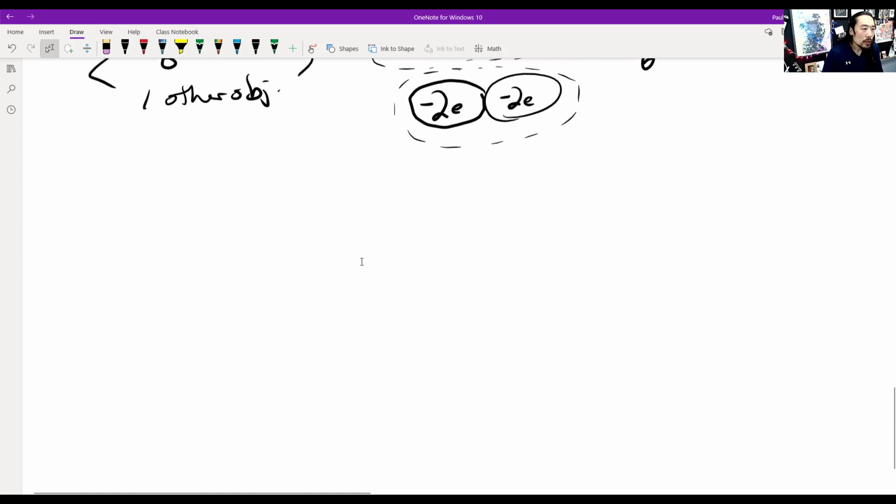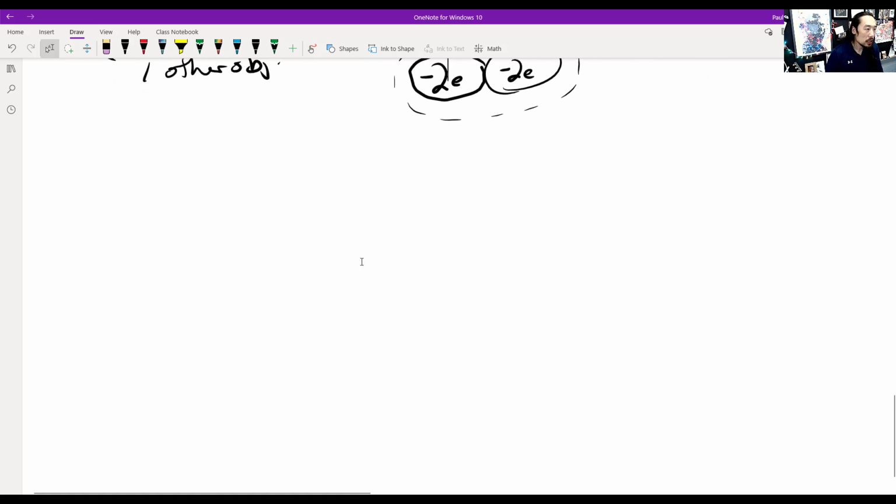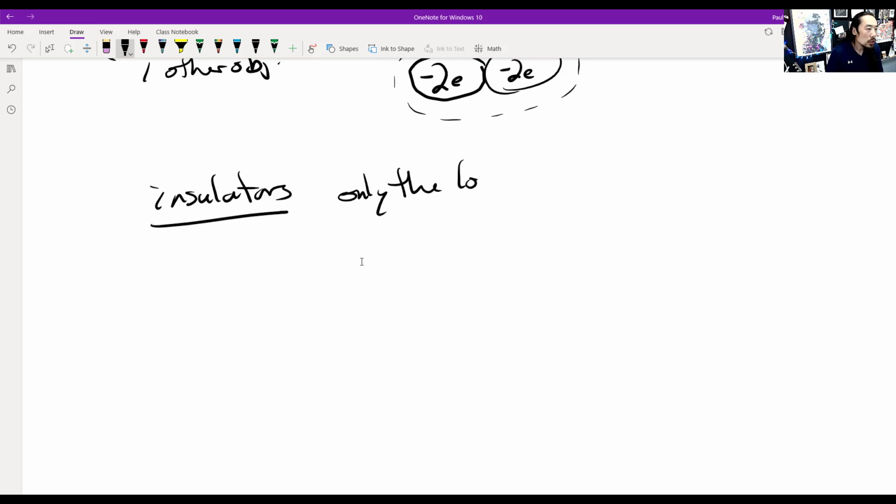All right, now the difference is between insulators and conductors. The important thing is that for insulators, when the method of charging by conduction occurs, only the location of contact is charged. Much like the triboelectric method for insulators, versus a conductor.